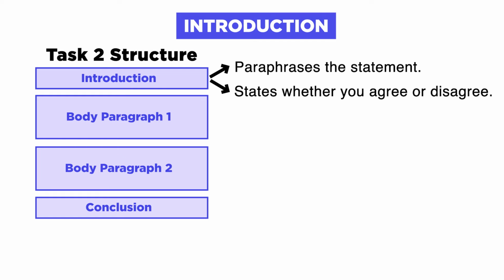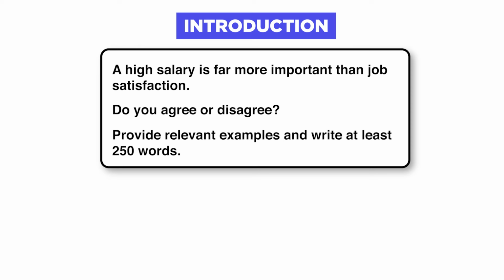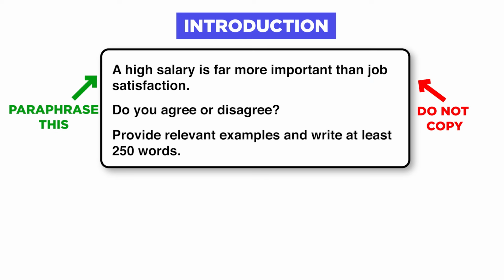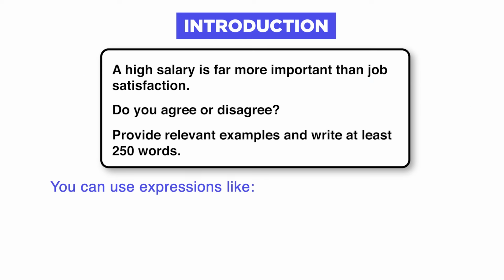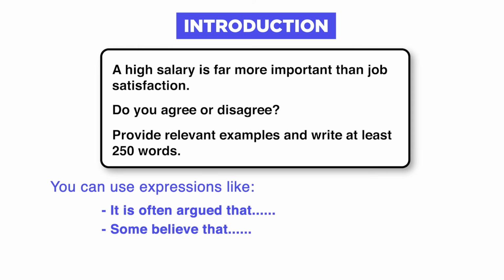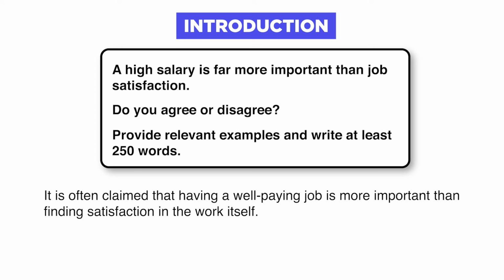Let's write it together. The original statement is, a high salary is far more important than job satisfaction. We need to paraphrase this so it's not copied word for word. You can use expressions like, it is often argued that, or some believe that. Here's my version of the first sentence. It is often claimed that having a well-paying job is more important than finding satisfaction in the work itself.